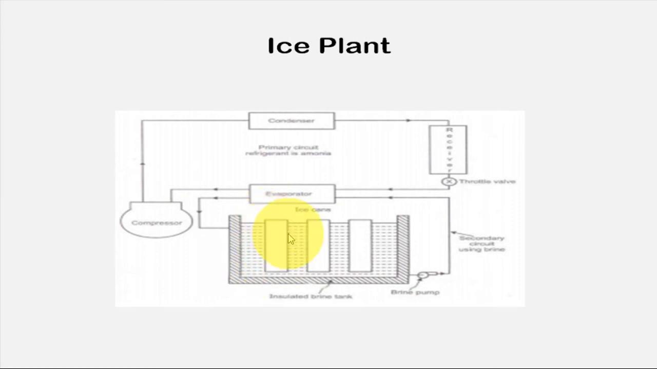Initially ice will form at the edge, then at the middle. So ice is formed, then the ice will be taken outside. The can will be taken outside from the tank, from the brine solution, then used for the purpose. So this is about the working of the ice plant. So thank you for listening.